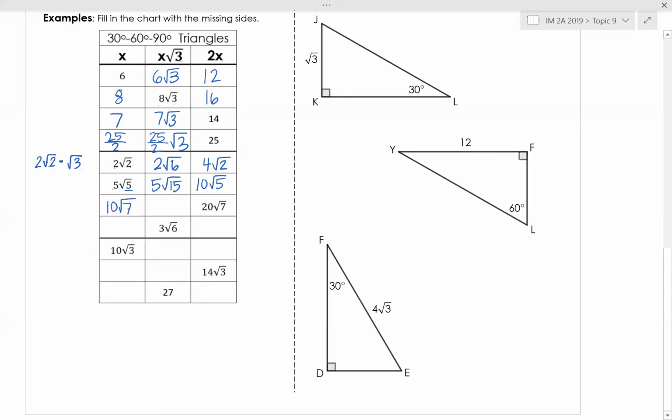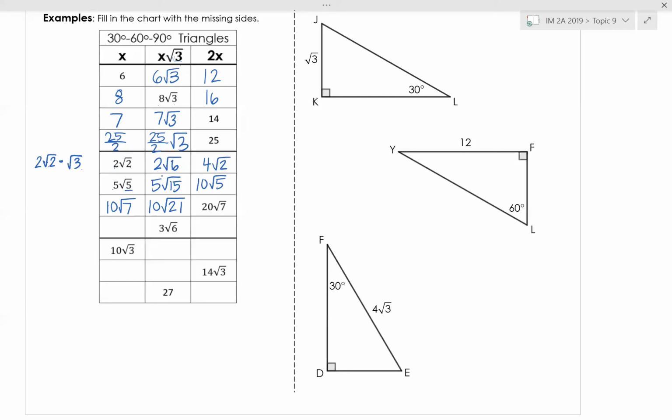And then remember, we're multiplying the number inside the radical by 3 because we're multiplying by the square root of 3. So that's going to be 10 and then the square root of 21. So I have 10 radical 7, 10 radical 21, and 20 radical 7 for that special right triangle.